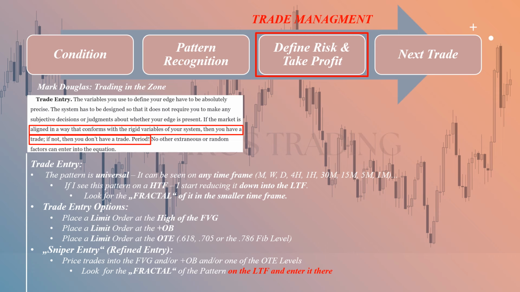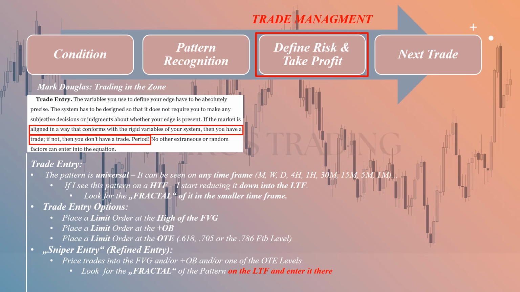The pattern you learned in this video is universal. It can be seen on any time frame: monthly, weekly, daily, 4-hour, 1-hour, 30 minutes, 15 minutes, 5 minutes, or 1-minute charts. If I see this pattern on a higher time frame chart, I start reducing it down into the lower time frame charts. I look for the fractal of it in the smaller time frame. Because the pattern is a formation of many confluences, you have multiple entry options that you can pick and choose from.